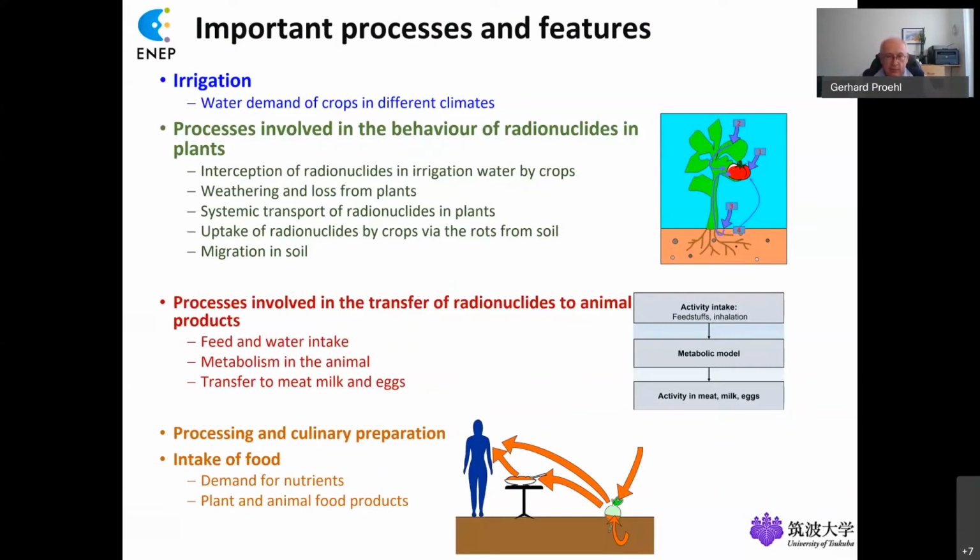Further on, we have processes involved in the transfer of radionuclides to animals, intake of animals, about the metabolism in the animal, and the subsequent transfer of radionuclides to meat, milk, and eggs.